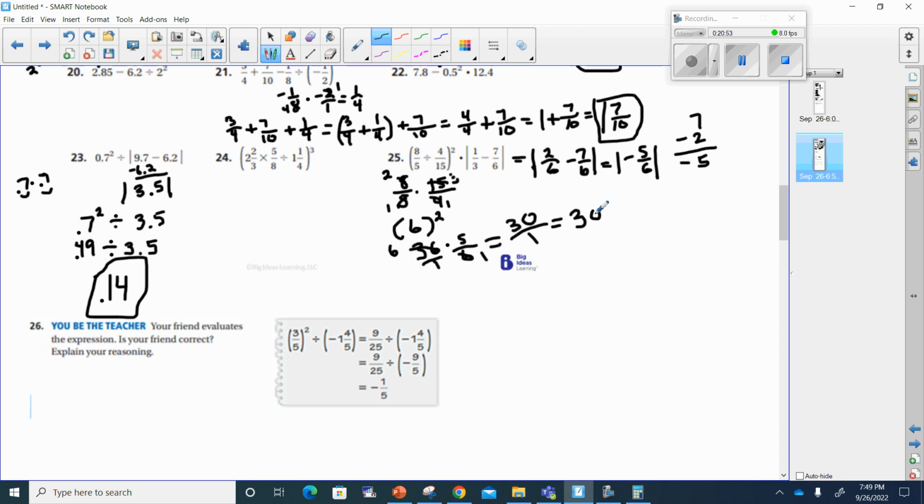I'm going to triple check my work after making that mistake. 8 over 5. I have to multiply that to 15 over 4. I did. I reduced. I got 1 and 3. I got 2 and 1. 2 times 3 was 6. 6 squared was 36. Okay.